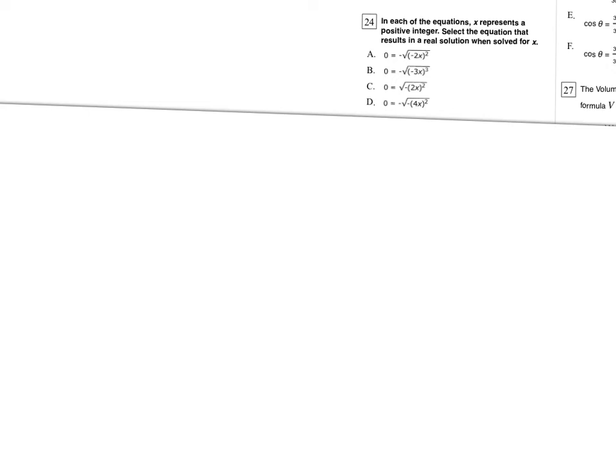All right, next one here says, in each of the equations, x represents a positive integer. Select the equation that will give you a real solution. So when it says a positive integer, I would actually just use x equals 1. That is certainly a positive integer. So yeah, I'm just going to plug that in and kind of see what happens here.